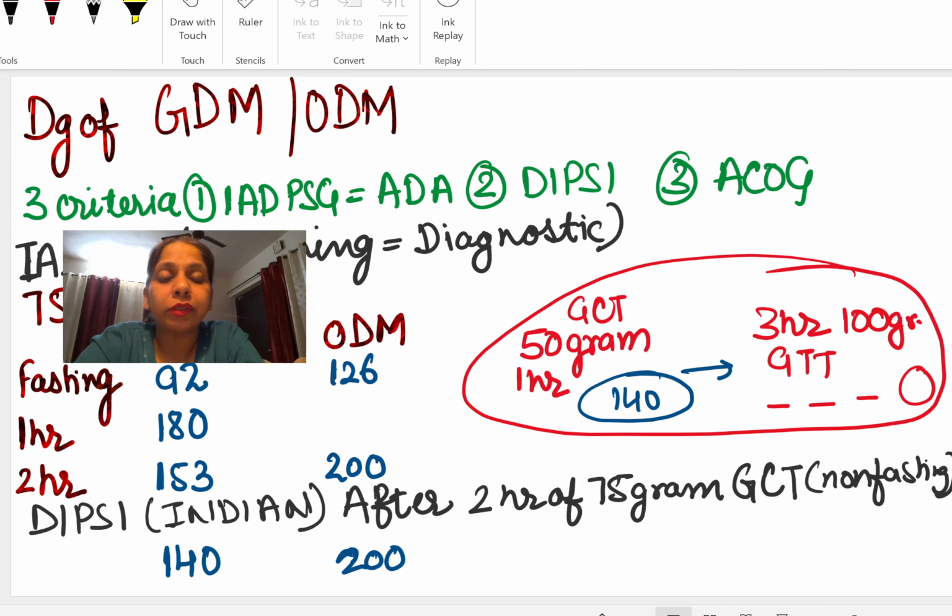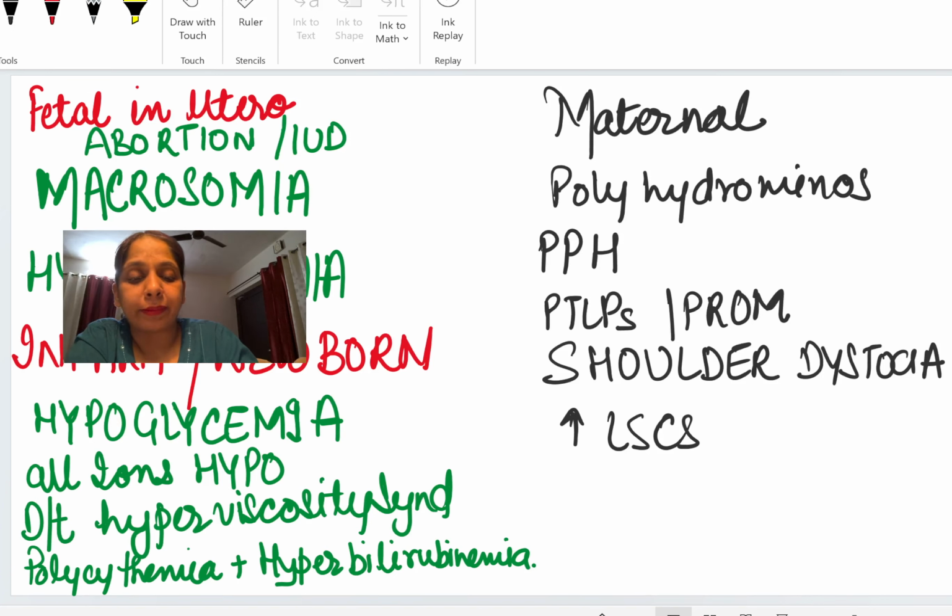Okay, so that is what I always say: just remember as little as you can, and that you can recall in the exam. So this was all about how to diagnose gestational diabetes mellitus and overt diabetes mellitus.